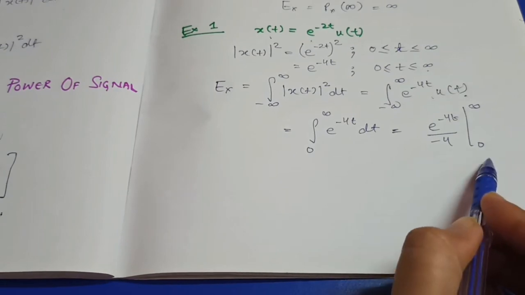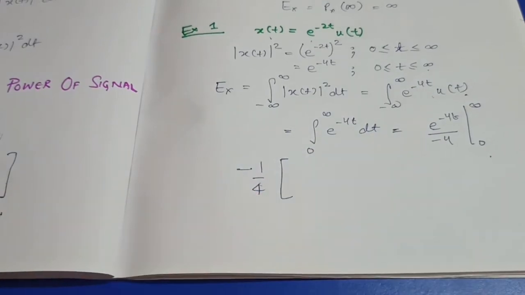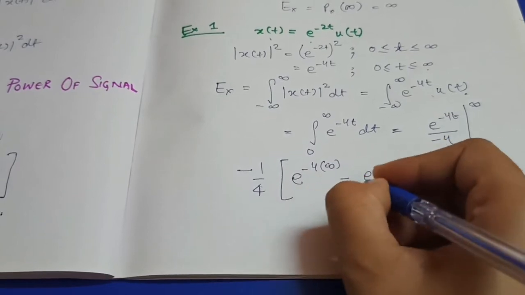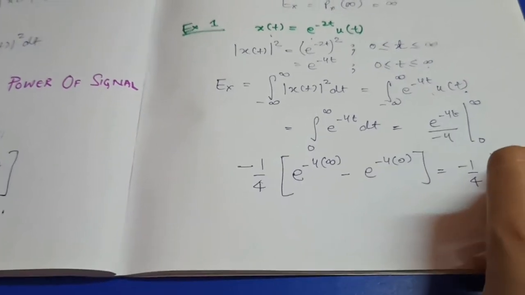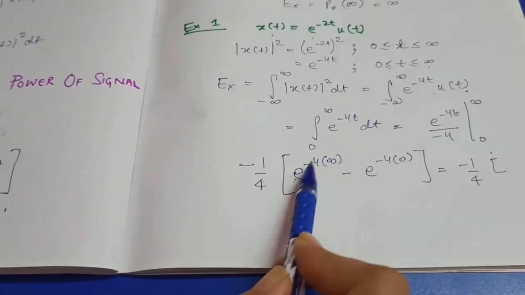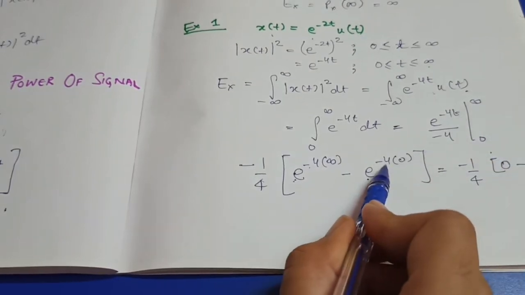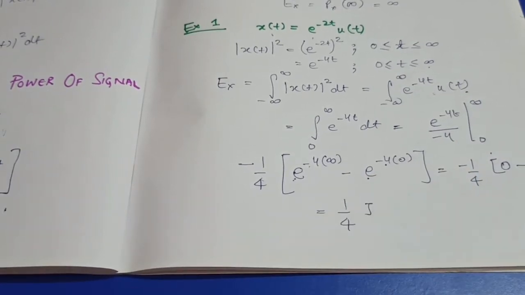Now let's substitute the limits of the signal. It comes out 1 upon 4. I'm taking it outside. Now e raised to the minus 4 infinity minus minus 4 0, and it comes out to be e raised to the power minus infinity, which is 0, and e raised to the power 0, which is 1. So it comes out to be 1 by 4 joule. So here the energy is finite. That means it is an energy signal. Now since the energy is finite, power should be 0.